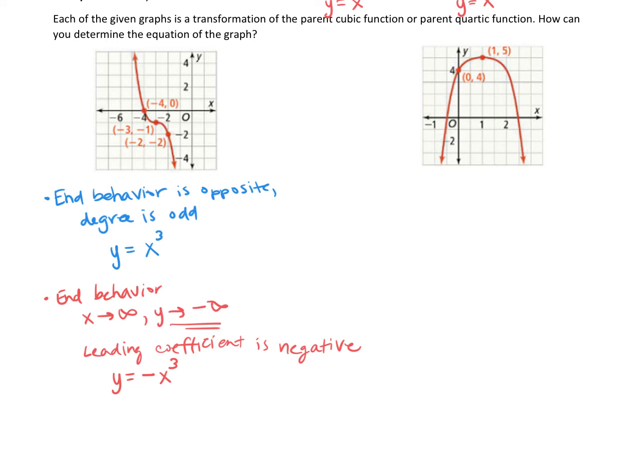What else have we noticed? Your parent function does go through the origin. This point right here is the point that is normally over at the origin. So we had some translations. What we notice is that the graph has moved the point 0, 0 to the point negative 3, negative 1. Our parent function would go through the origin, kind of the center of it. Here's the new center, so it went to the left 1, 2, 3, and it went down 1.